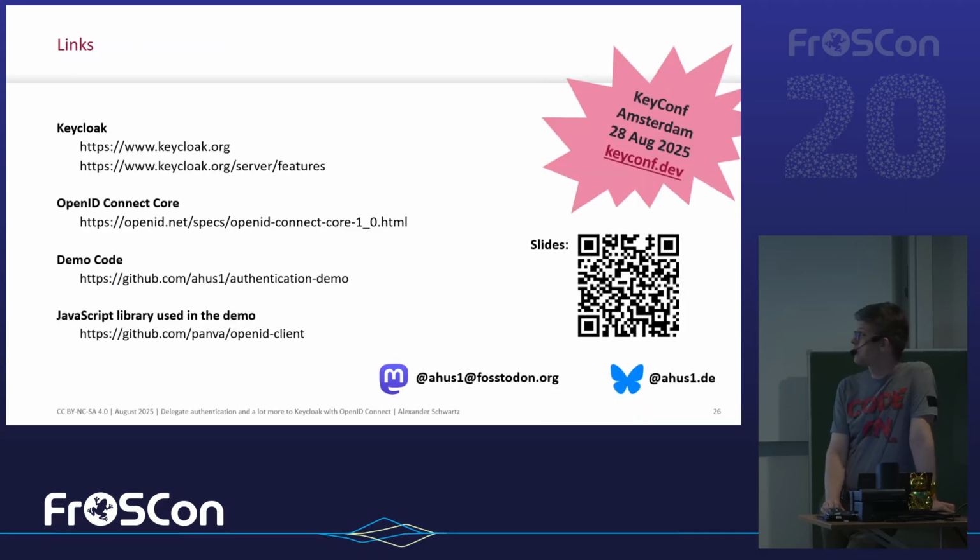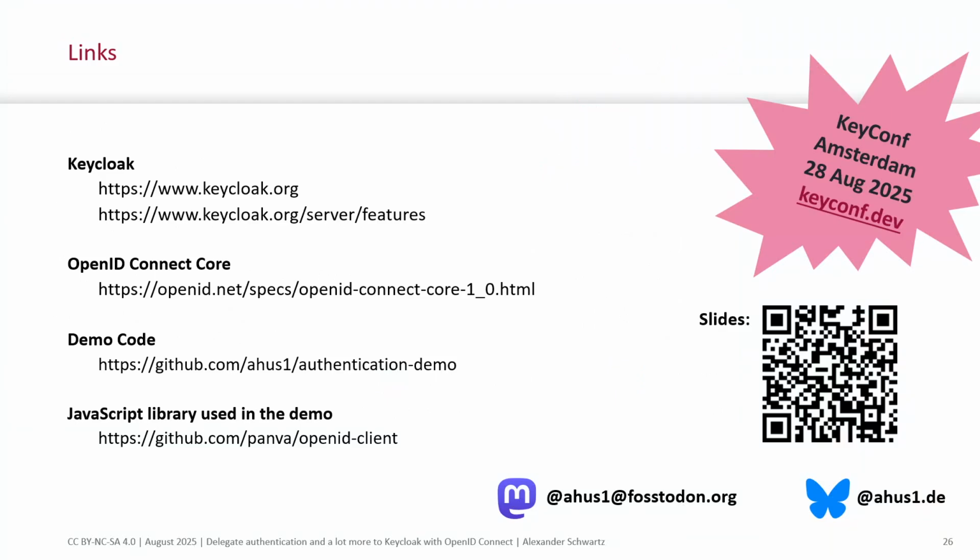So yeah, that's it, I would say. Some URLs: the slides are already online, also on the FOSDEM plan. There's an OpenID Connect library, so that's the standard OpenID Connect core. That covers most of what I've shown today. The demo code is also online, and the JavaScript library I used in this demo is the Panva OpenID client library that did all the heavy lifting for me when it comes to OpenID Connect in the browser.